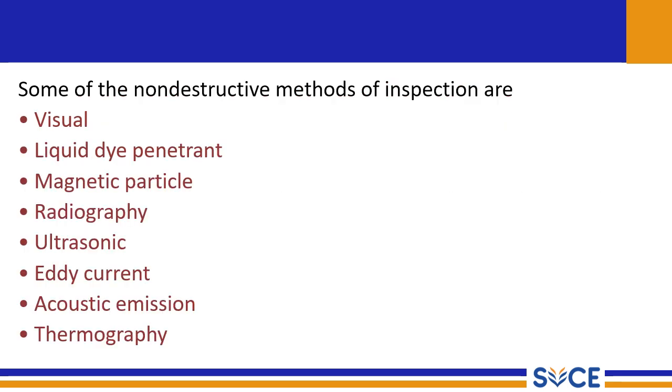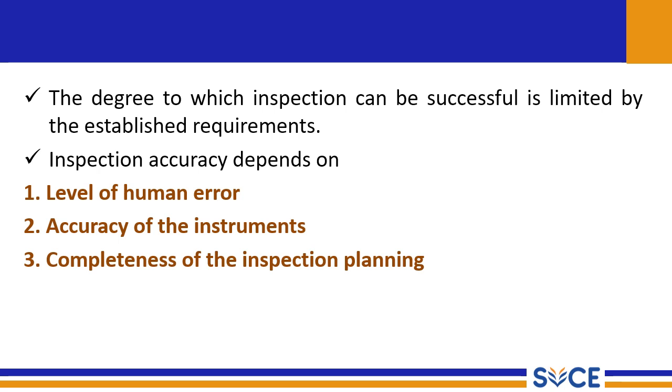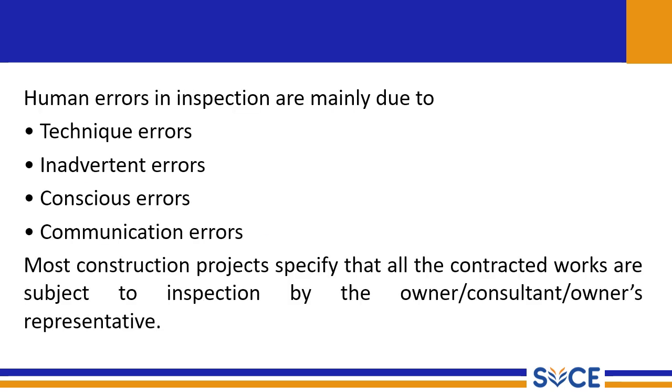Some of the non-destructive methods of inspection are visual, magnetic particle, radiography, ultrasonic, eddy current, acoustic emissions, and thermography. These are the different methods involved in non-destructive inspection. The degree to which inspection can be successful is limited by the established requirements. Inspection accuracy depends on the level of human error, accuracy of the instruments, and completeness of the inspection planning. Human errors in inspection are mainly due to technique errors, inadvertent errors, consciousness errors, and communication errors.